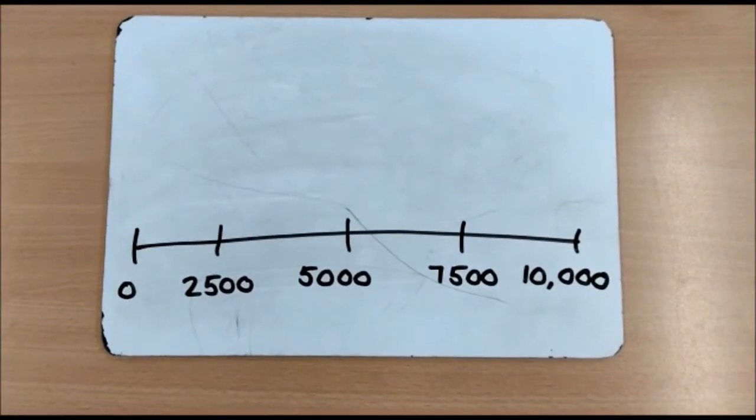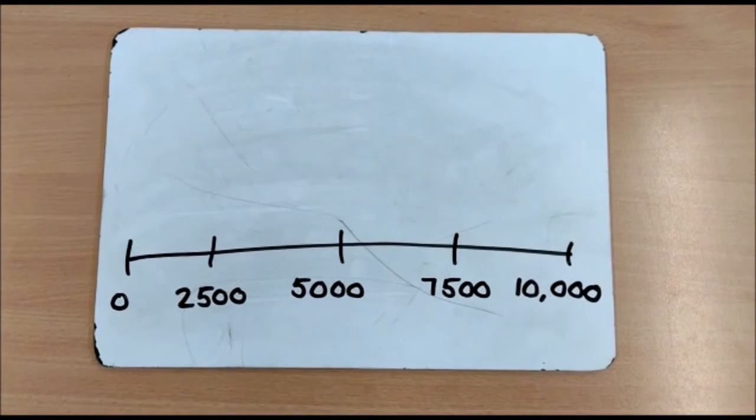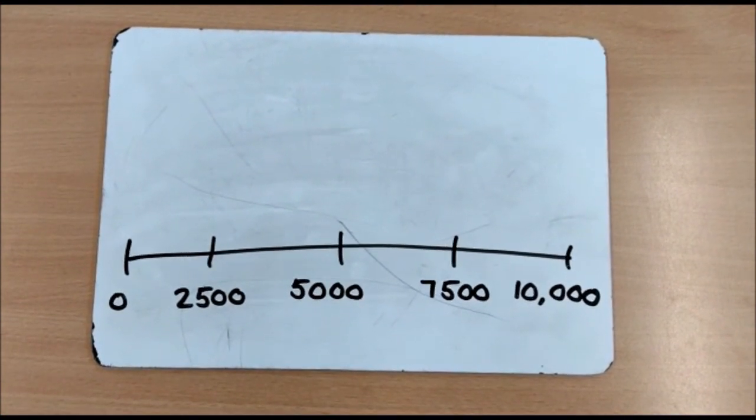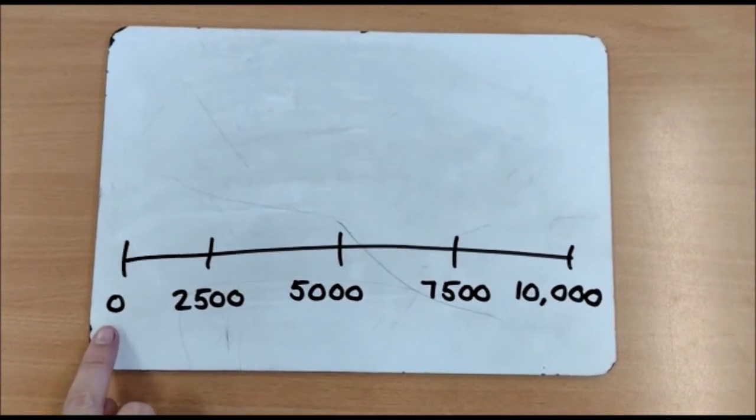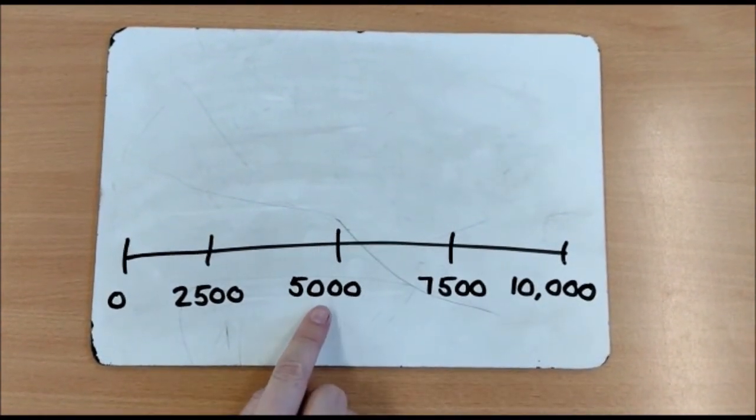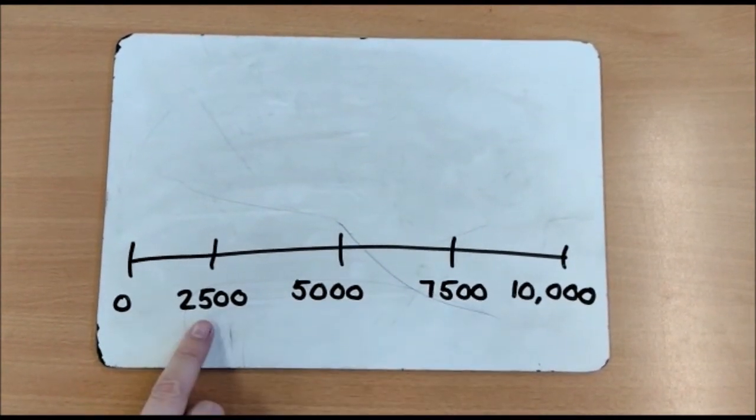In Year 4, children will begin to use numbers up to 10,000. Children need to be able to order numbers to 10,000, and we will support them with this with the use of a number line. The number line goes from 0 to 10,000, and we put on there 5,000 in the middle, 7,500 and 2,500.